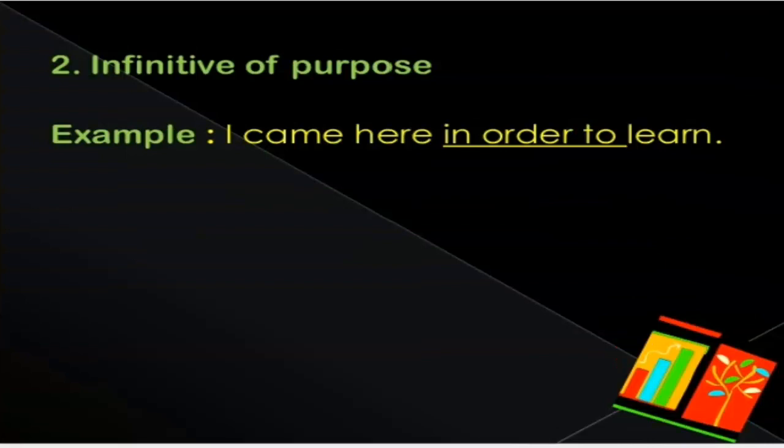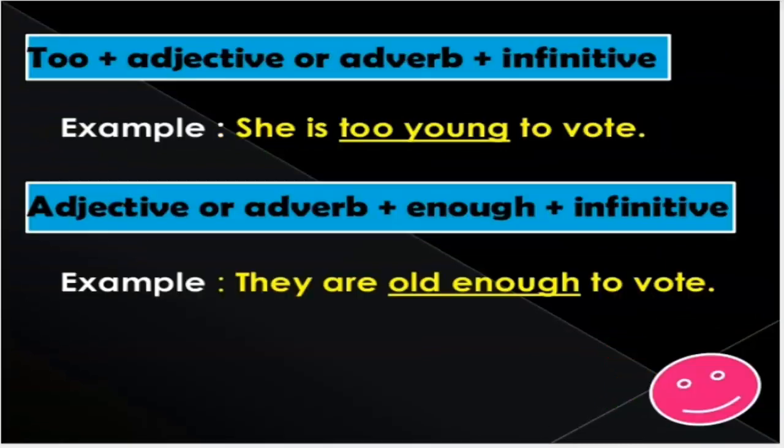Second point, infinitive of purpose. Purpose means to state a reason. I came here in order to learn. In order to learn, to learn is the infinitive. In order is the purpose, stating the reason. So the infinitive can be used as a purpose.